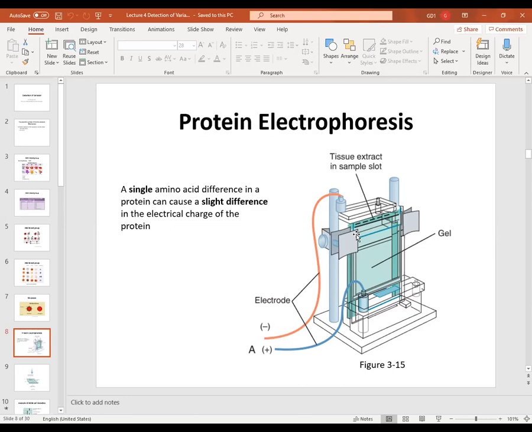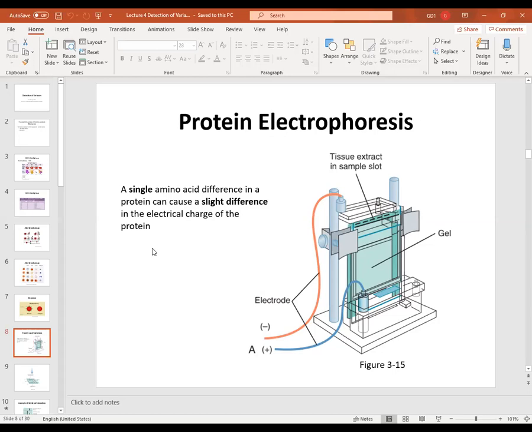SDS provides a negative charge for the protein, and then we can run it from the negative to the positive charge through the gel. Normally we use polyacrylamide gel, not agarose. Agarose is okay, but it has quite big holes, and a smaller gel gives better separation of the protein fragments. So this is protein electrophoresis.